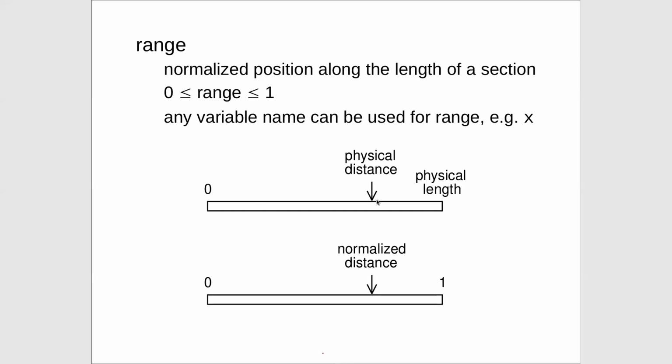So here, if we had a neurite that's, say, 200 microns long, and we had something that was located at 150 microns distance from the 0 end, the normalized distance would be 0.75. That would be the range of that point, okay? All right.